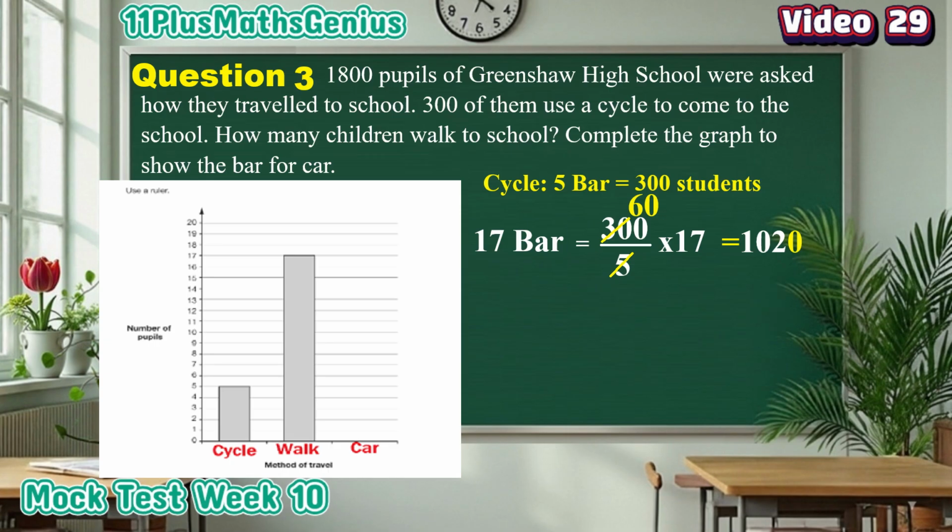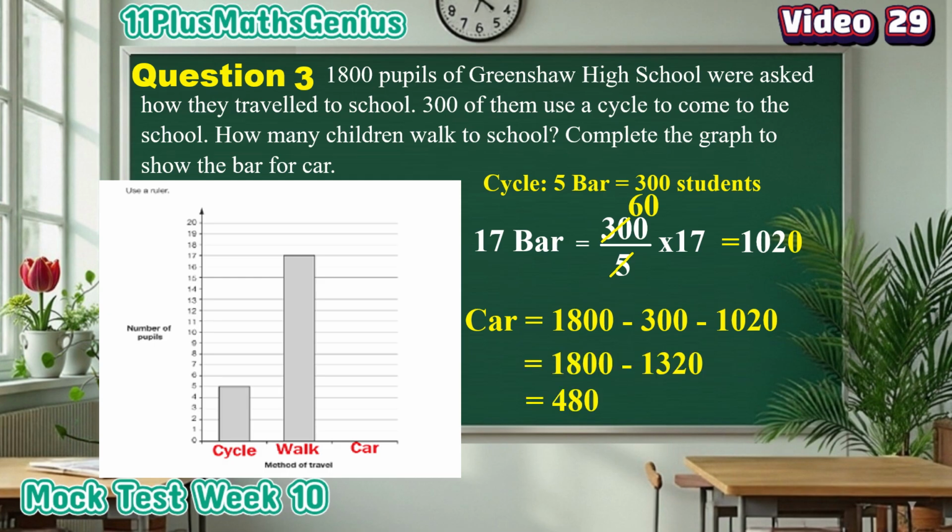Now, we're also asked to complete the graph to show the bar for the car. So, in order to find out how many children use the car, we have to subtract 300 and 1,020 from 1,800. If we subtract those, we get 480. And then we know that each bar is worth 60 children, and we have 480 children for car. So we know what to do next.